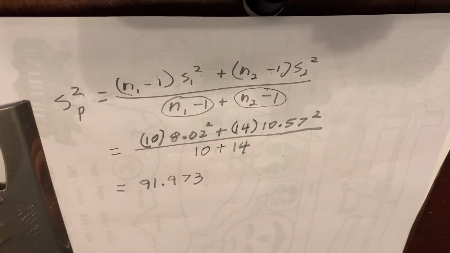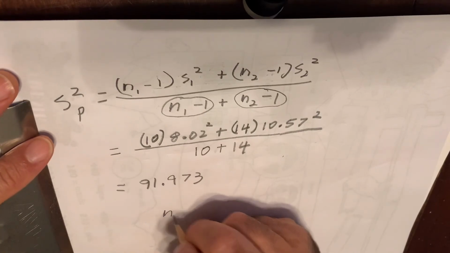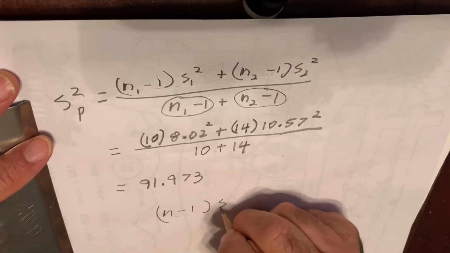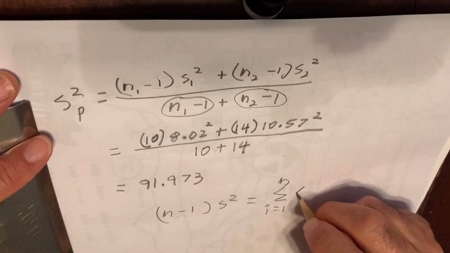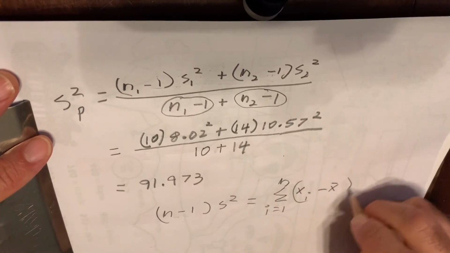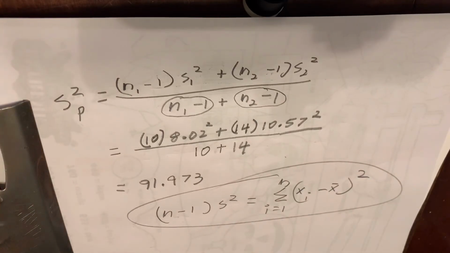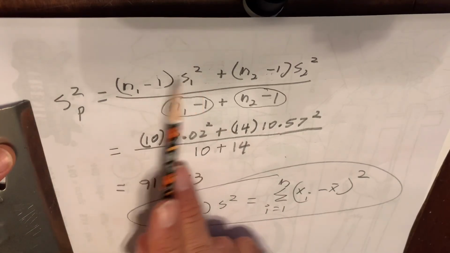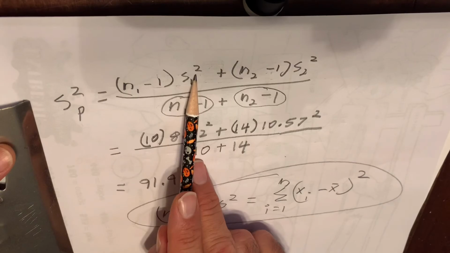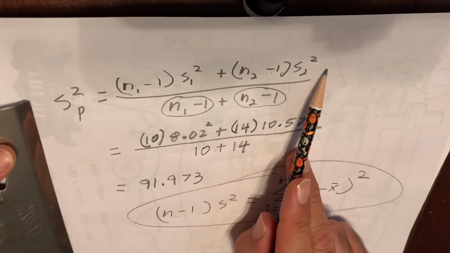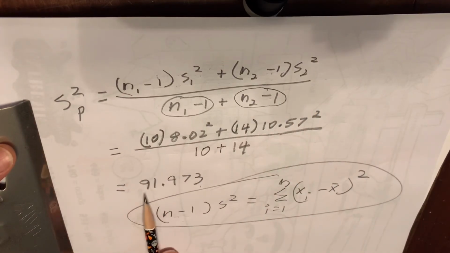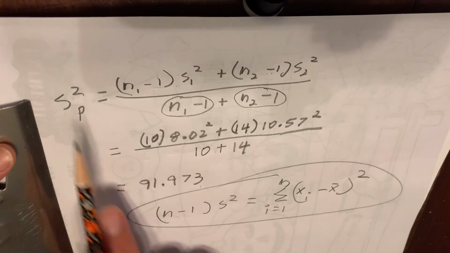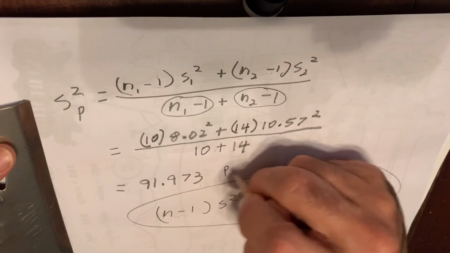And you might remember the fact that if you take n minus 1 times s squared, you get the sum of squares. If you don't know this, you could look at my video on pooling the variance. I go into it in great detail. But the point is that this is getting the sum of squares from the first group. This is getting the sum of squares from the second group. We're dividing by the total degrees of freedom. And when we plug these numbers in, what we get is 91.973 for our pooled variance estimate. Well, let me write this down.